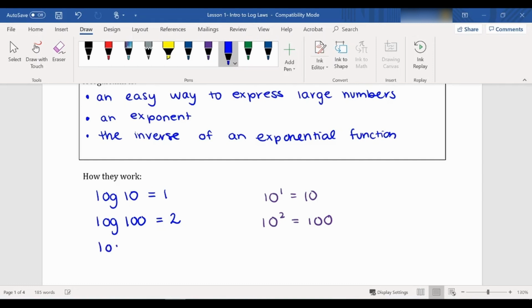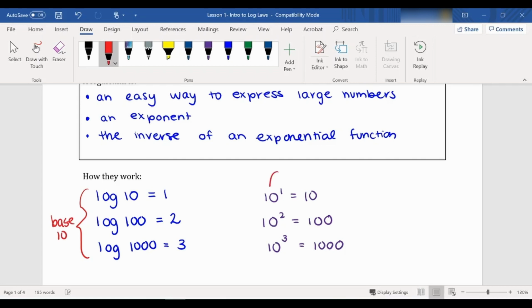What about log 1000? Well, again, 10 to what power gives me 1000? 10 to the power of 3 gives me 1000. So log of 1000 is equal to 3. So all of these that we just wrote, we could keep going if we wanted, are in something called base 10.